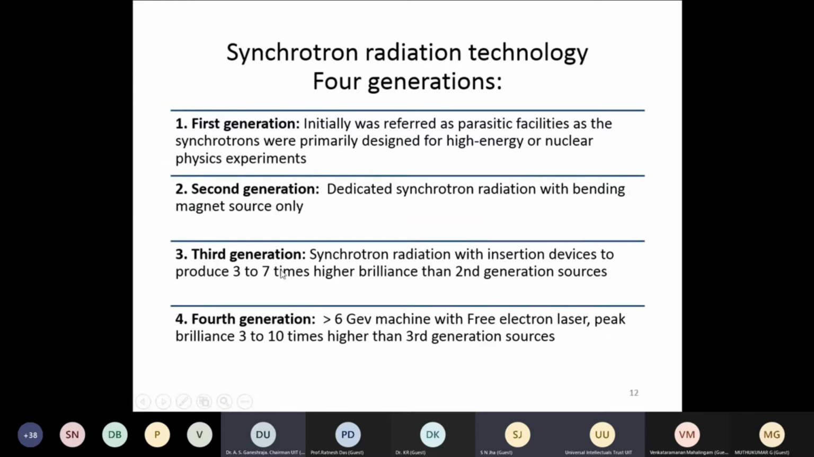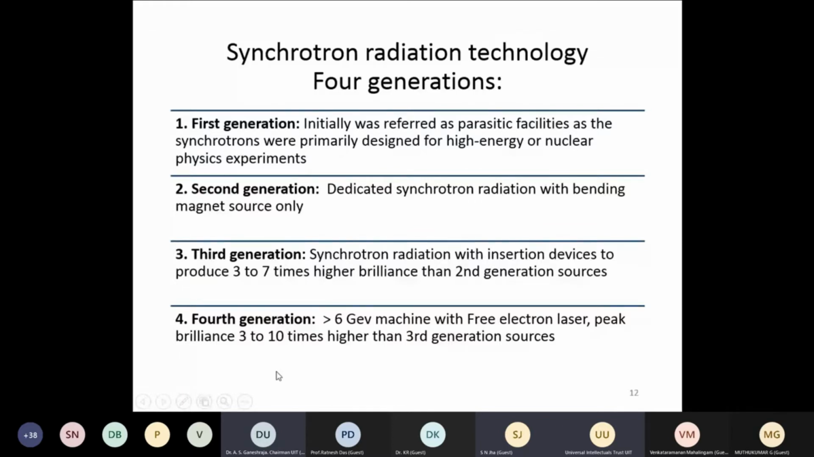So what is the third generation? It is a source along with the insertion devices that I showed you, undulator and wiggler, which produces 3 to 7 times higher brilliance than the second generation source. And now the fourth generation source has also come up, which normally has more than 6 GeV energy of the electrons circulating in the vacuum tube, and with free electron laser, a peak brilliance up to 3 to 10 times higher than the third generation source.